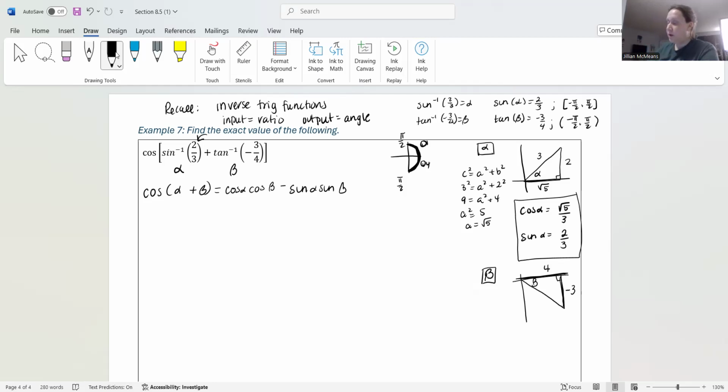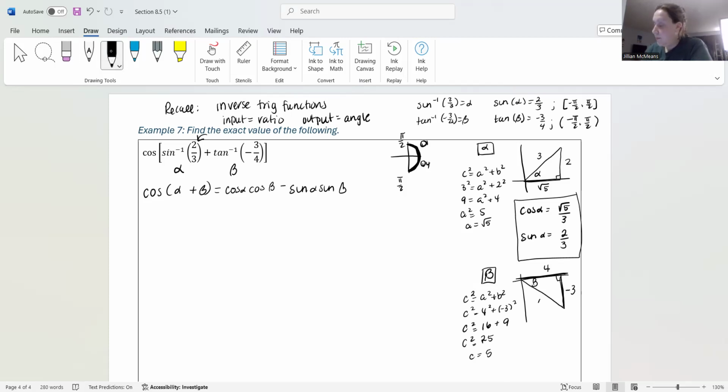We want to use the Pythagorean theorem to find the length of the hypotenuse. So c squared equals a squared plus b squared. So c squared is going to be 4 squared plus -3 squared. Well, 4 squared is 16, -3 squared is 9. So c squared is 25, which makes c equal to just 5.